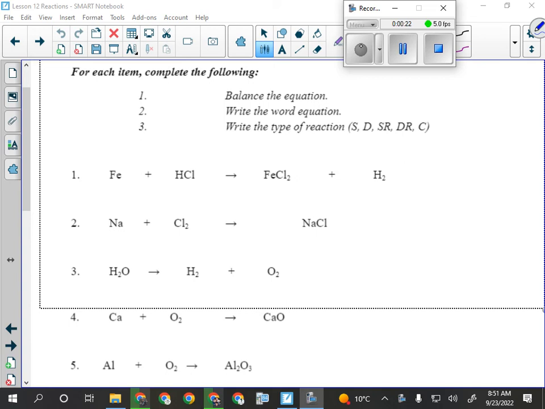Decomposition, where a single compound breaks down into its parts. Okay, combustion reaction, where a hydrocarbon, so carbon and hydrogen, react with oxygen and they burn and they make carbon dioxide and water. And then we have single replacement, where an element reacts with an ionic compound to produce a new ionic compound and a different element, and a double replacement, where 2 ionic compounds react and form 2 new ionic compounds. Okay, so what kind of reaction is number 1?